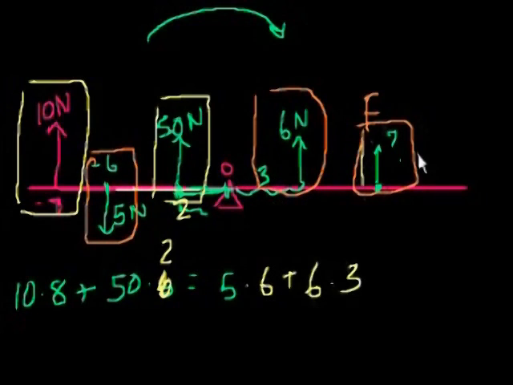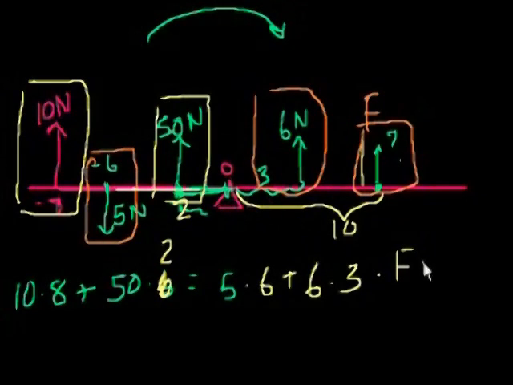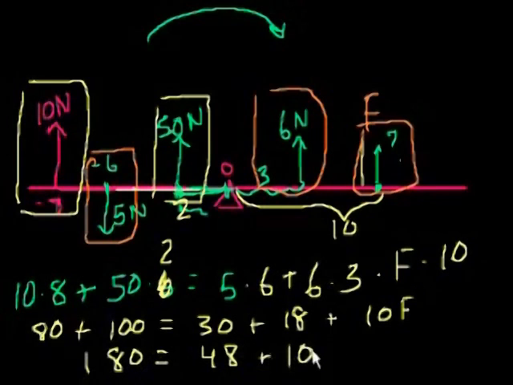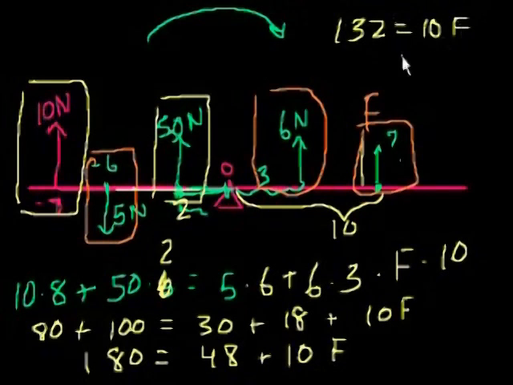And then we're just assuming, we don't know for sure, our force, and let's say we're applying the force, I should have told you ahead of time so you can do this problem, at 10 meters away from our fulcrum. So force times 10. Now let's just solve for the force. We get 80 plus 100 is equal to 30 plus 18 plus 10f. We get 180 is equal to 48 plus 10f. What's 180 minus 48? It's 132. So we get 132 is equal to 10f, or f is equal to 13.2 newtons.